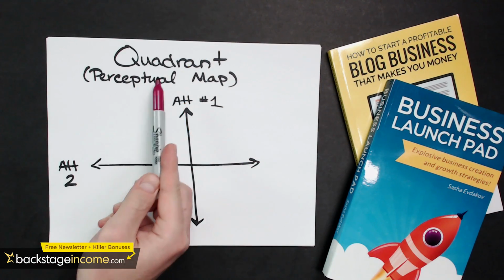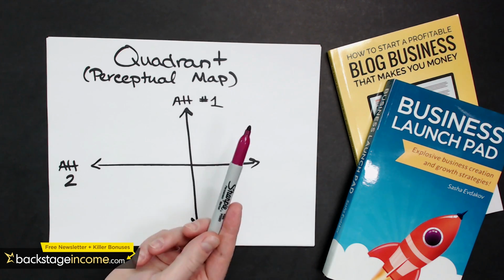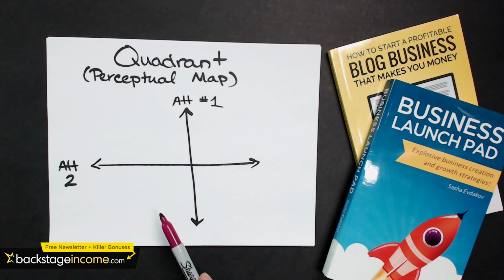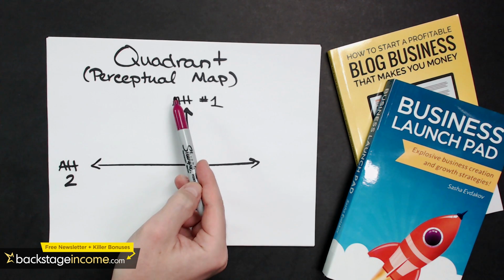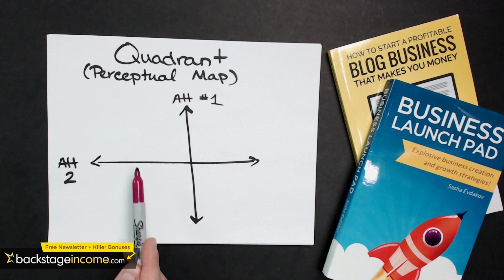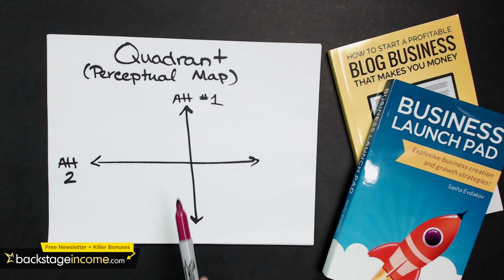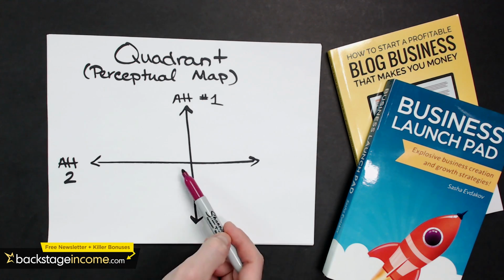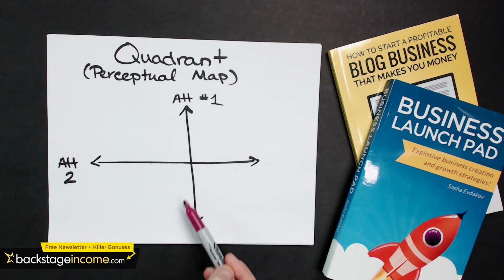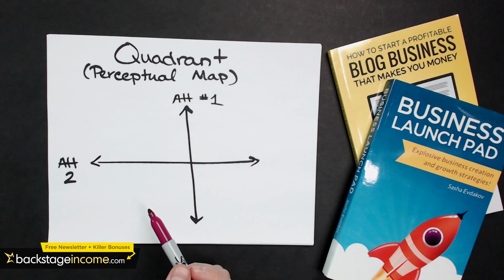All right, so here's our quadrant, also known as a perceptual map. So you can look at things in a quadrant. You have 4 different areas based on 2 different attributes. So this is attribute 1, attribute 2, and you can make them whatever you want depending on the competition or industry you're looking to get into. Now, these lines are spectrums and they intersect right there. Spectrums go on forever in both directions.